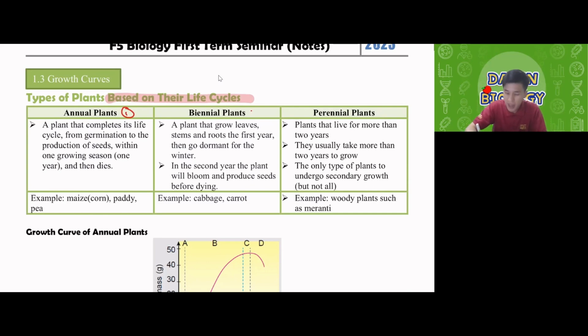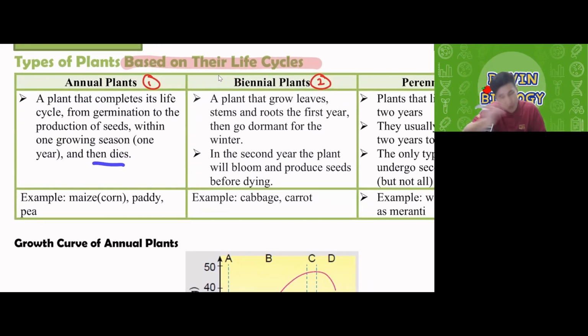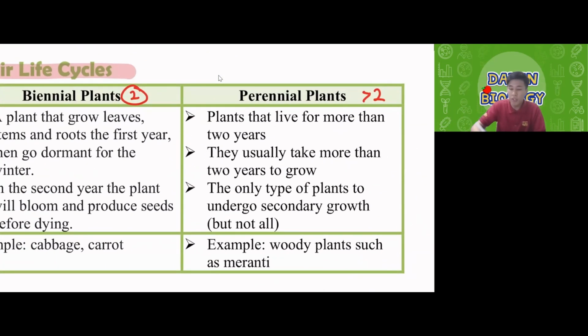Annual means 1, biennial means 2, perennial does not mean 3, perennial means more than 2: 1 year, 2 years, more than 2 years. That is their lifespan. Annual means they only have a 1 year lifespan, so they grow within 1 year and then die. Biennial, 2 years. Perennial, they take more than 2 years to grow, so they can usually live very long. Some 5, some 10, some even up to 100 years. So usually these perennial plants that have a longer lifespan are all woody plants. As you look at the last point here, they are the only type of plants that undergo secondary growth, but not all. Most of them can, but not all.